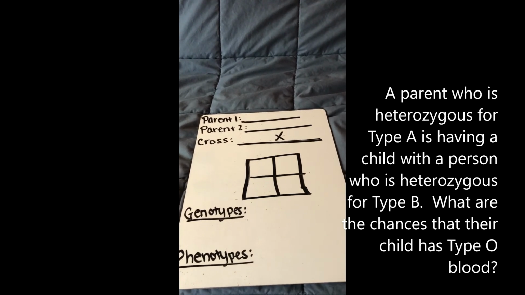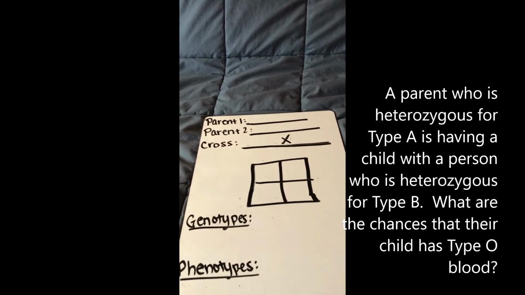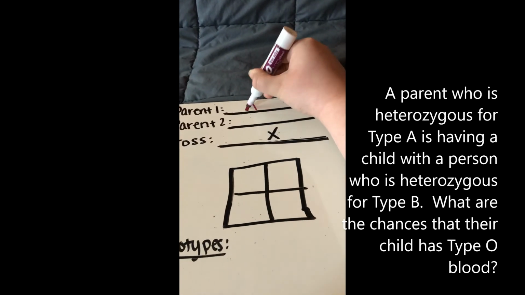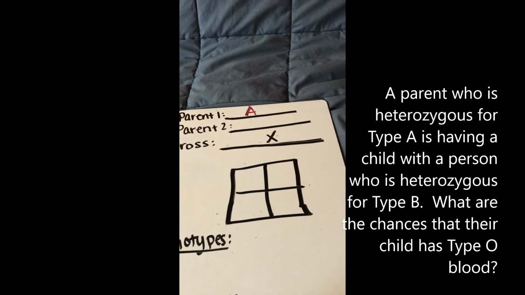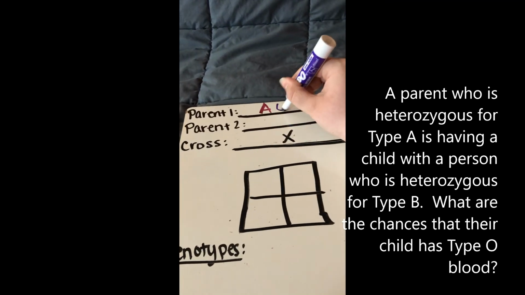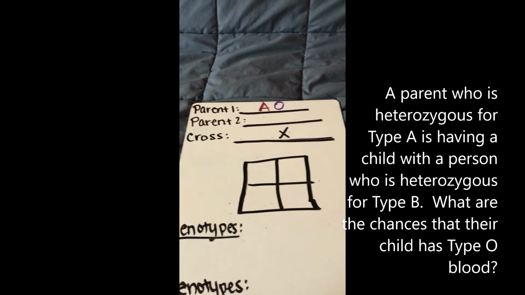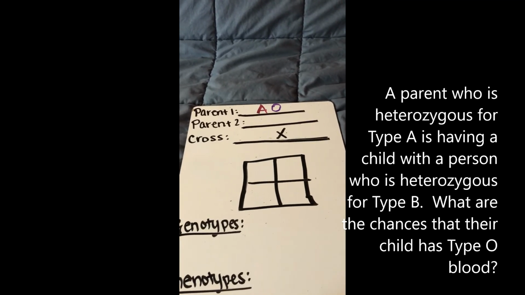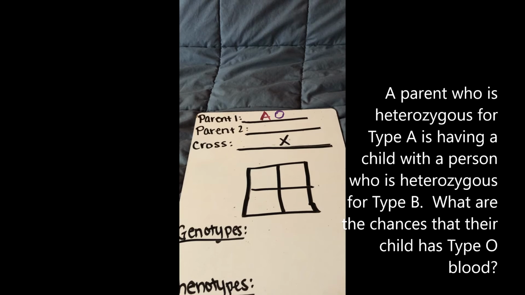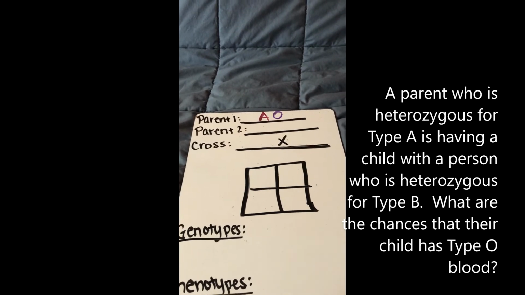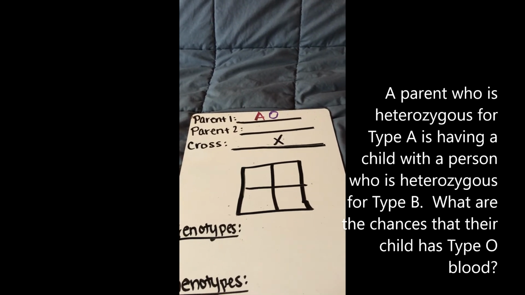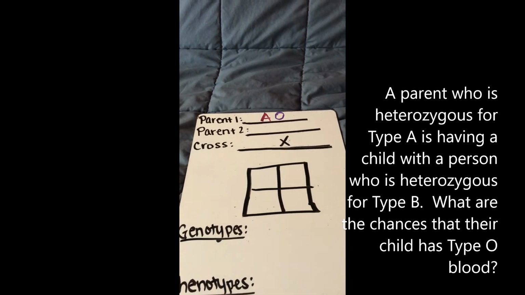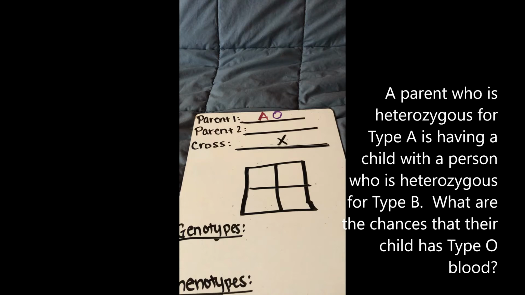Well, it is possible. Heterozygous for type A would mean that the parent has 2 different alleles, but since A is dominant, we know that it has to be AO because O is going to be recessive. You might have been tempted to put a genotype of AB, but that would give you AB blood because those are codominant alleles. So we know for heterozygous type A, it has to be AO.